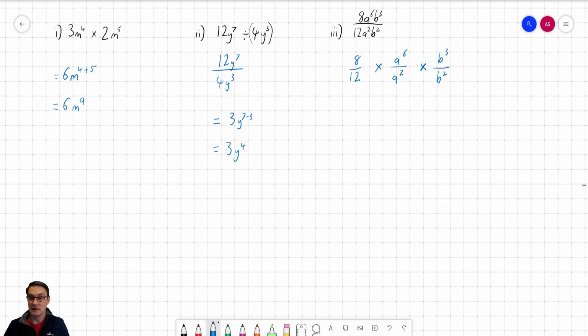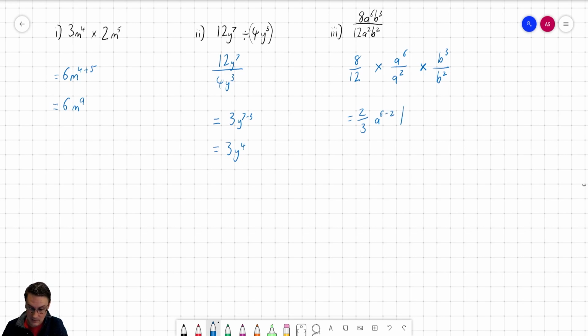So the first part is we have 8 over 12. If we work this out, we still end up with a fraction, but that fraction is going to be 2 over 3. So that's that component of it dealt with now. The next part I want to do is deal with the letter a. And because we are dealing with a division, because it's written as a fraction, I subtract the powers here. So this is going to be a to the power of 6 minus 2. So that's going to be 6 minus 2, and that's just applying to that a.